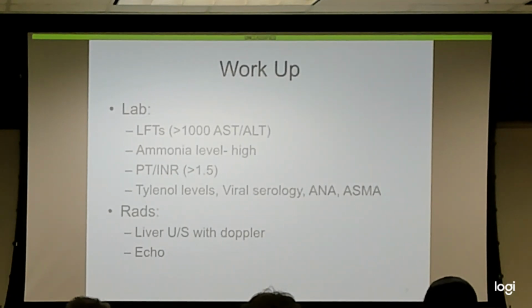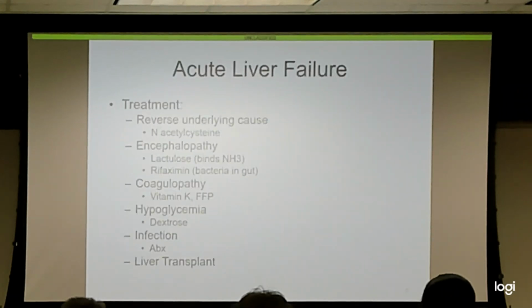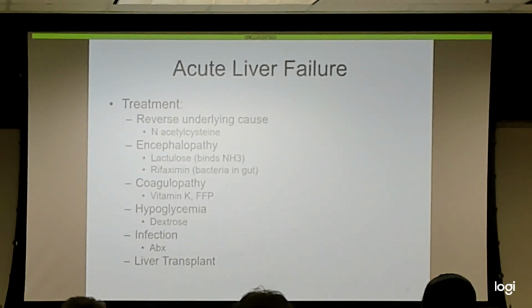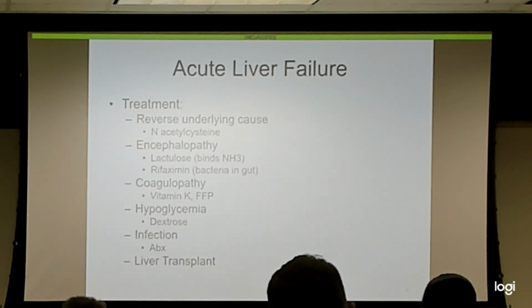So if somebody was super depressed and tried to kill themselves, and you find them altered, with a bottle of Tylenol next to them, that's going to direct you to what's causing that injury, right? But if I don't know, I'm going to do my viral serology, get my ANA, my anti-smooth muscle antibodies, RADS, liver ultrasound with Doppler, maybe get an echocardiogram, making sure I don't have any CHF or right heart failure. Treatment, I want to reverse the underlying cause, so N-acetylcysteine for my Tylenol overdoses, just as an example.